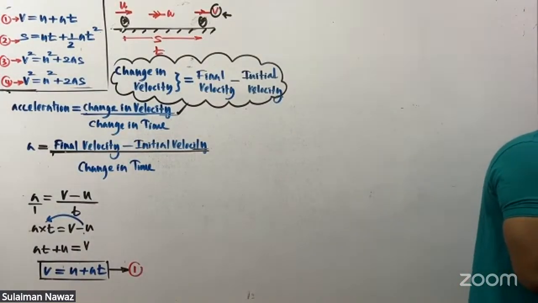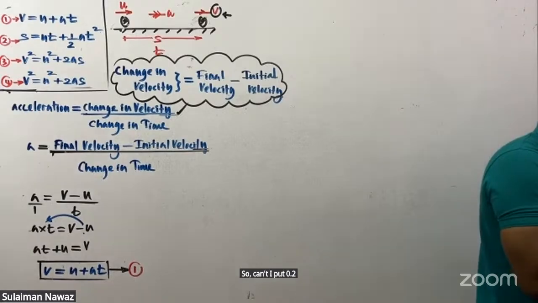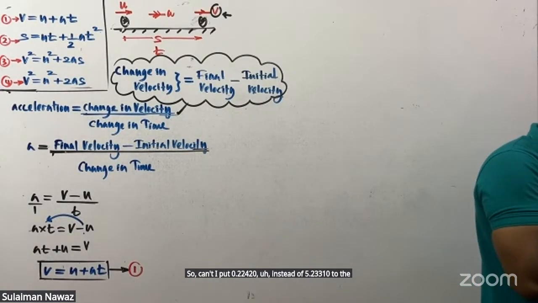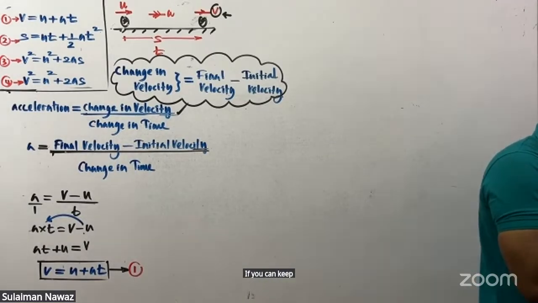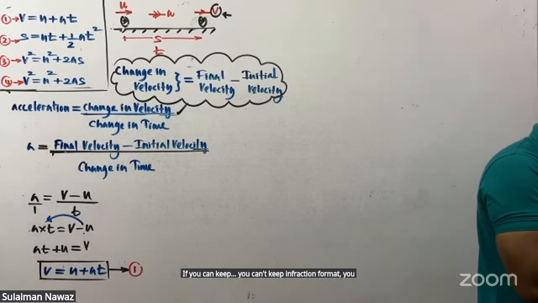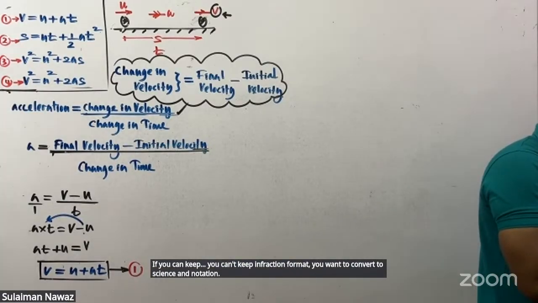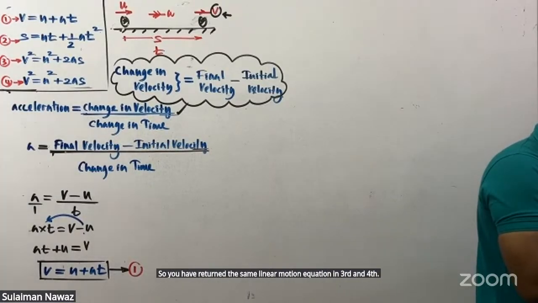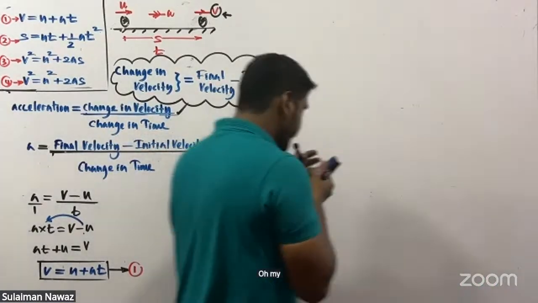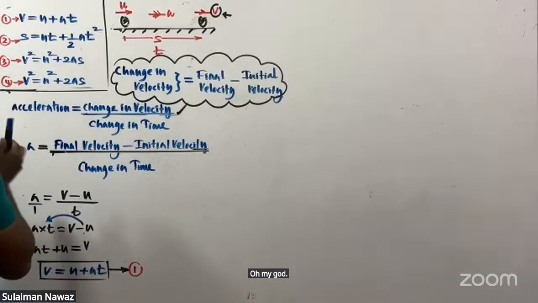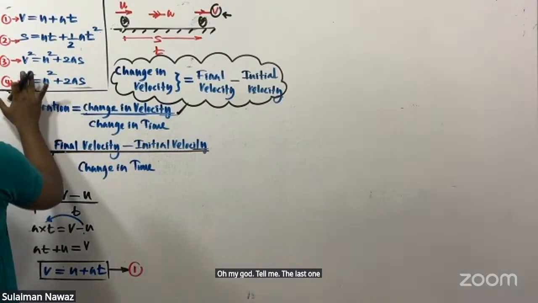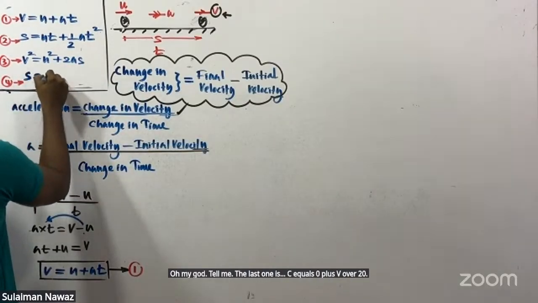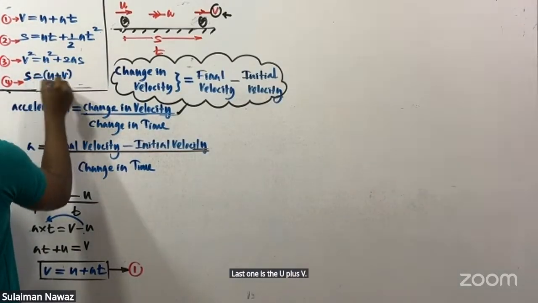Can't I put 0.22 over 420 instead of 5.233 times 10 to the power minus 3? If you can't keep it in fraction format, you want to convert to scientific notation. You have written the same linear motion equation in third and fourth. The last one is s equals u plus v over 2 into t.